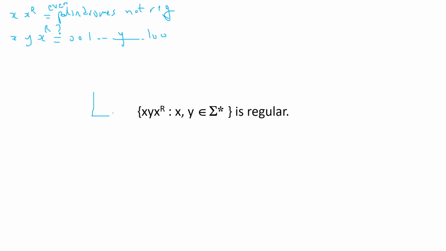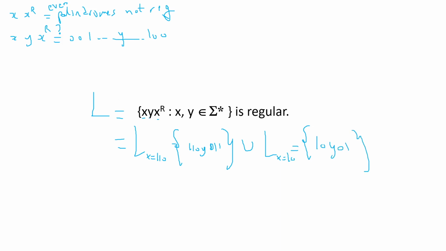Okay. So I'm going to name this language L. Do you agree with me? I can break down this L into a bunch of other languages for different values of x. Like, when x is, say, 110, it's the language 110, some y, 011, union with all the different other possibilities for x. Like, this now is 10, y, 01. All the different values for x, when you union them, you'll get x, y, x reverse.